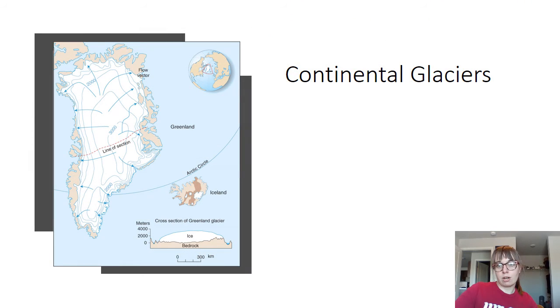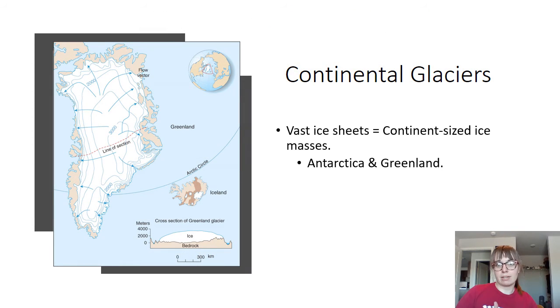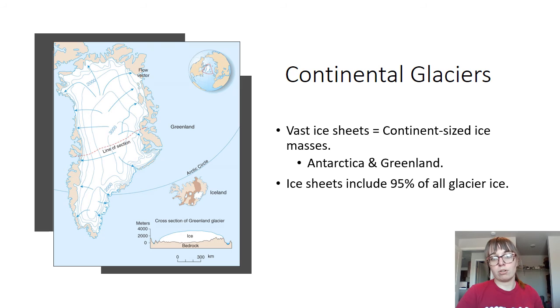As I mentioned, continental glaciers are really vast ice sheets. So think of things that are continent-sized masses of ice. Today, the two that we have on Earth are the Antarctic and Greenland ice sheets. And those two include 95% of all glacier ice on Earth. So 95% of all glacier ice on Earth is in our continental glaciers, and then about 5% is included in valley glaciers.